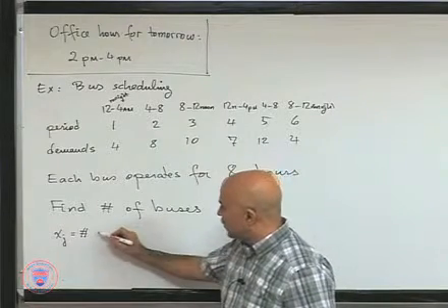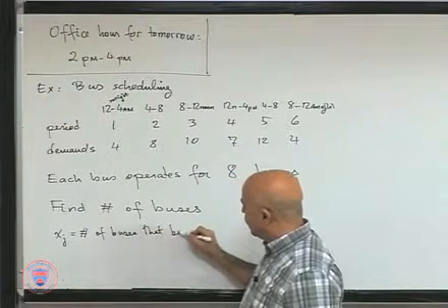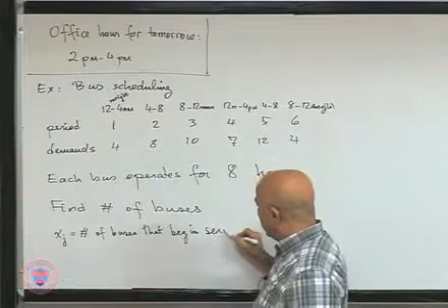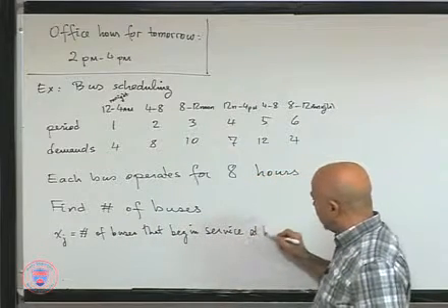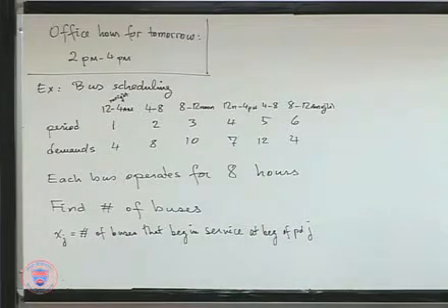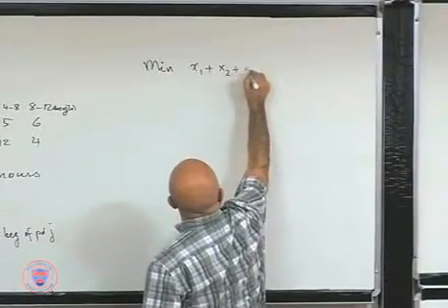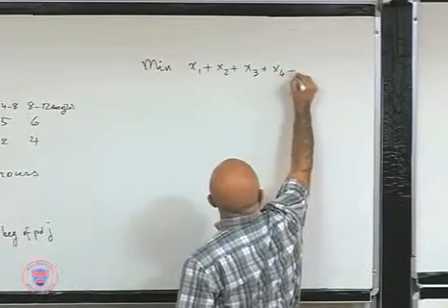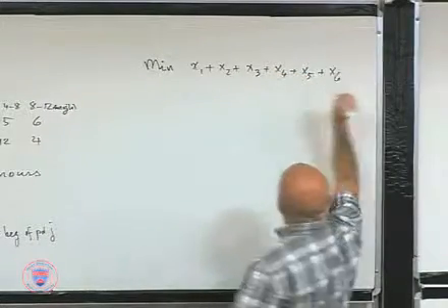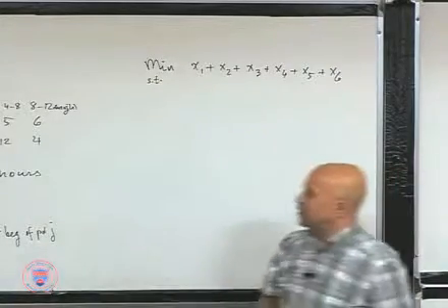Okay, so xj is the number of buses that begin service at the beginning of period j. That's the way I define it. With that, things will be quite easy. All we have to do is we want to minimize this sum subject to meeting the demand in each of the periods.